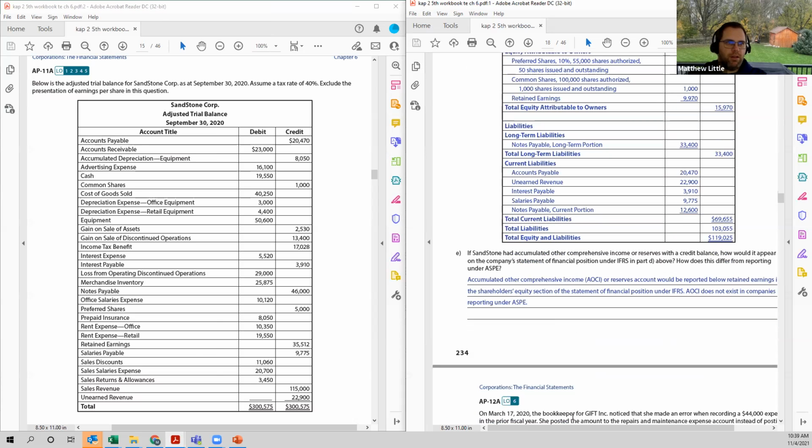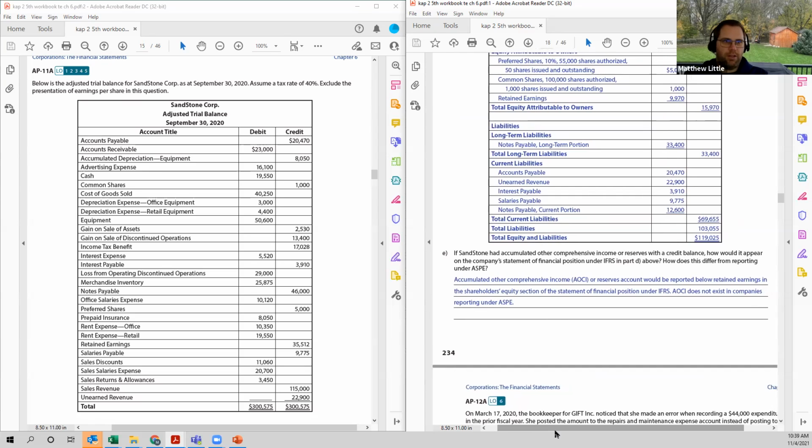Then we say, okay, what happens if Sandstone had accumulated other comprehensive income or reserves with a credit balance? How would it appear on the company's statement of financial position, and does it differ? Accumulated OCI or the reserves account would be reported below retained earnings in the shareholders' equity section. So it's a separate item in the statement of financial position under IFRS. It would be just right up in here. And AOCI doesn't exist under ASPE. Under ASPE, you would not record that, so it would not exist on your reporting.